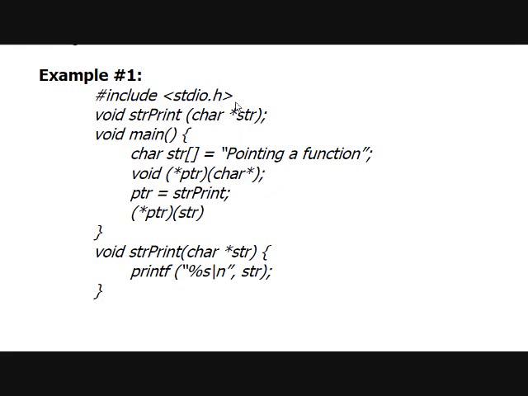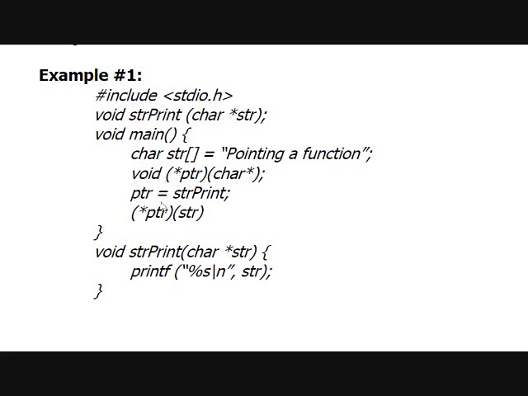So here in our example, we have two functions, main and strprint. In main, we have one variable, str, which is an array of char, initialized to the string "pointing a function". And ptr here is actually our pointer to a function. So ptr is a pointer to a function that has a parameter of type pointer to char and returns void. Meaning to say, we can assign addresses of functions to ptr provided that function accepts a pointer to char as its argument and returns void.